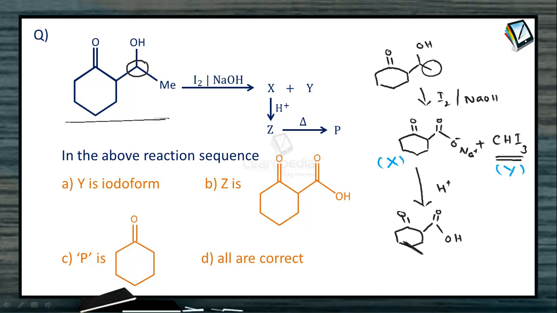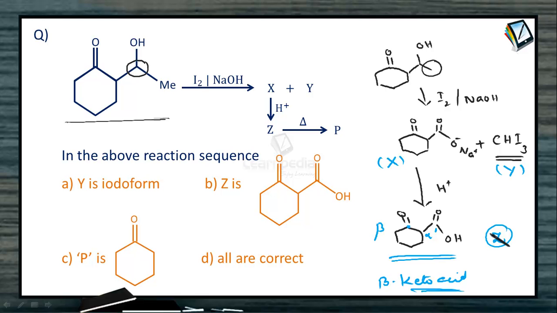And now what we are getting is a carboxylic acid. Which carboxylic acid? This is the functional carbon. Therefore, this position becomes the alpha carbon and this particular position becomes the beta carbon, and therefore it is called a beta keto acid. And what are we doing with this beta keto acid, which is now nothing but Z? So Z is the beta keto acid.